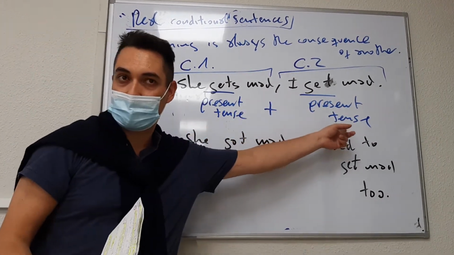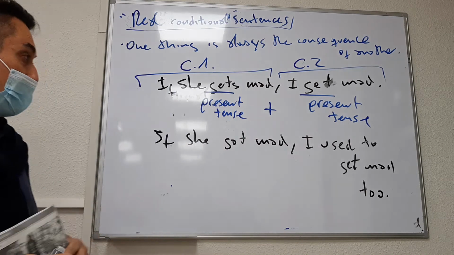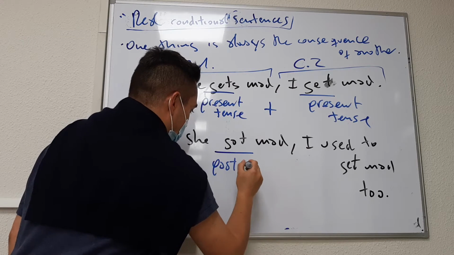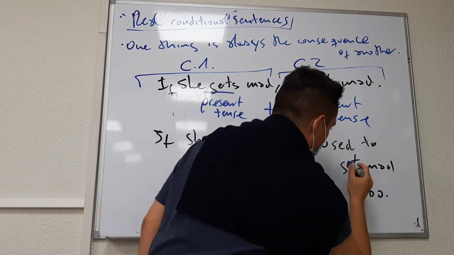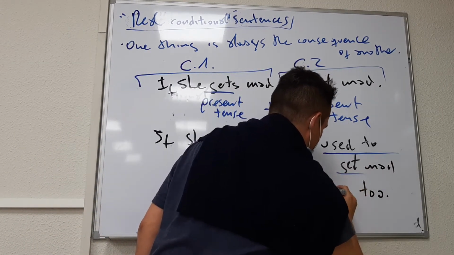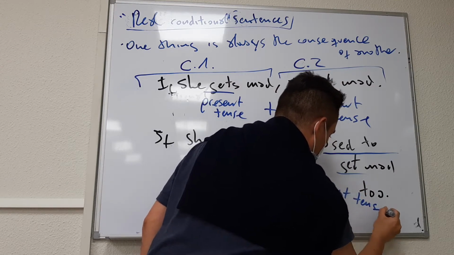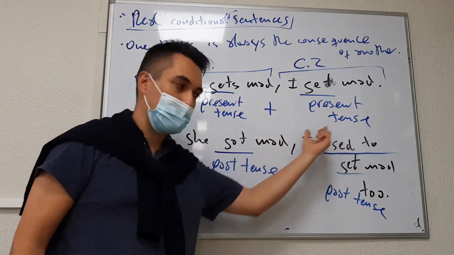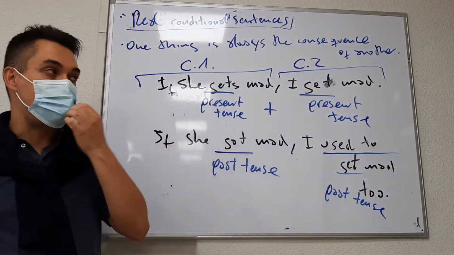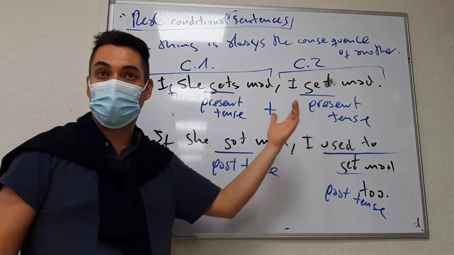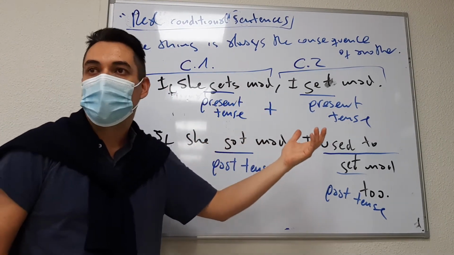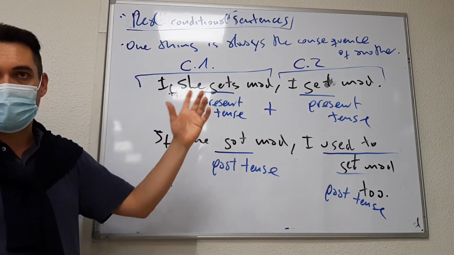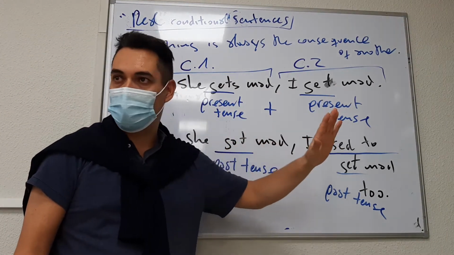Present, present. Another possible combination is past and past. A past tense and another past tense. So one thing is always the consequence of the other. We need either present present or past past. It can be present simple as in here, or present continuous, present simple. It could be any present. Normally, present simple is the most typical one.